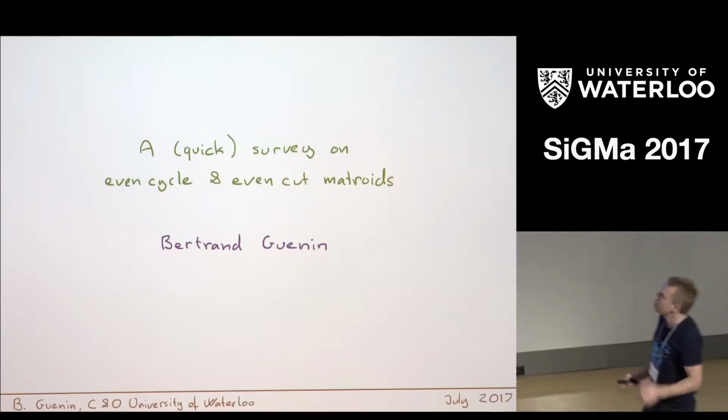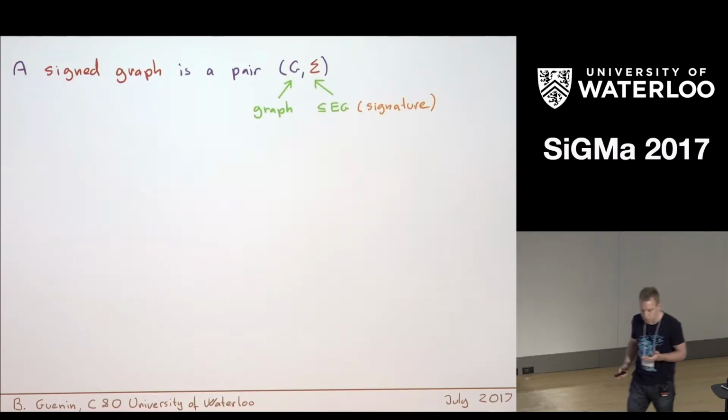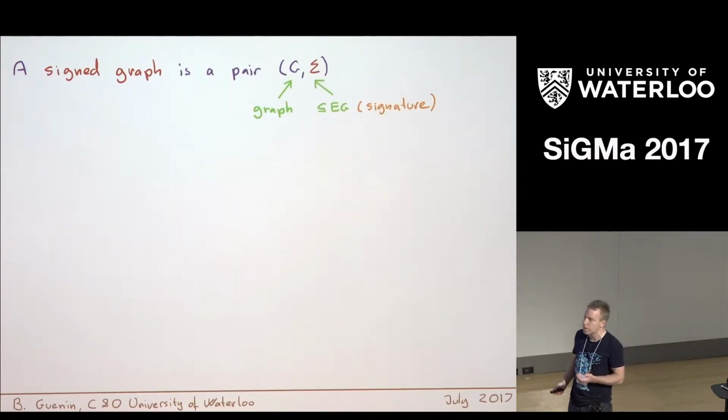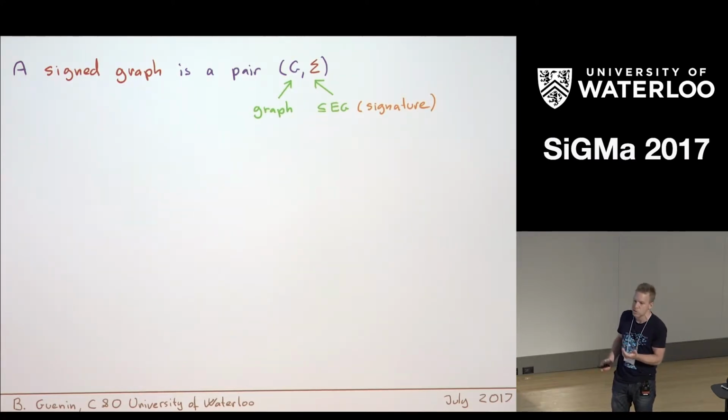We are talking about even cycle and even cut matroids. So the first thing I want to do is remind you of what we mean by a signed graph. A signed graph is a pair (G, sigma). G is a graph, and sigma is a subset of the edges of the graph called the signature.